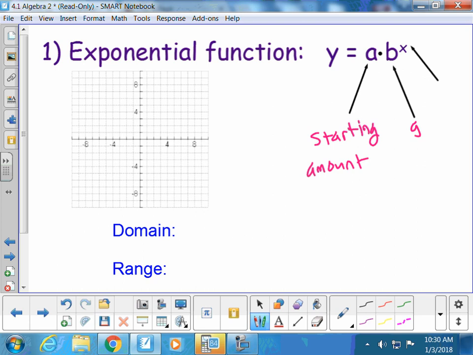B is going to be your growth factor. And then X is just your variable, so it'll always be changing, but that's normally a time period, like years or something like that. Now something I do want to note is A and B are always going to be positive numbers. So A and B will always be greater than 0.